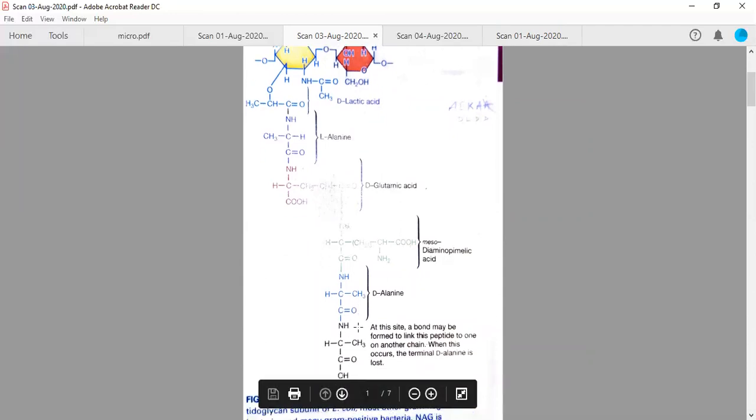So what will happen when the cross-linking happens? The last D-alanine will be lost. This will be removed. Removal means this particular peptide bond will be broken, and this peptide bond, when broken, will provide the necessary energy which is required for the transpeptidation step.